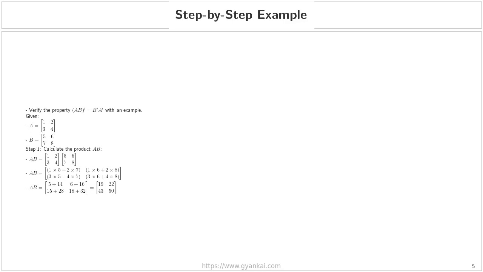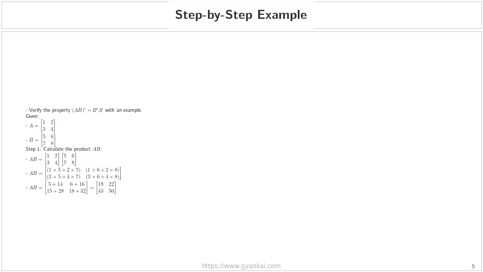In step 1, we calculate the product of A and B. To do this, we multiply the rows of A by the columns of B. For the first element, we take 1 times 5 plus 2 times 7, which gives us 19. For the second element, 1 times 6 plus 2 times 8 gives us 22. Moving to the second row, 3 times 5 plus 4 times 7 gives us 43, and finally, 3 times 6 plus 4 times 8 gives us 50. So the product matrix of AB consists of 19 and 22 in the first row, and 43 and 50 in the second row.